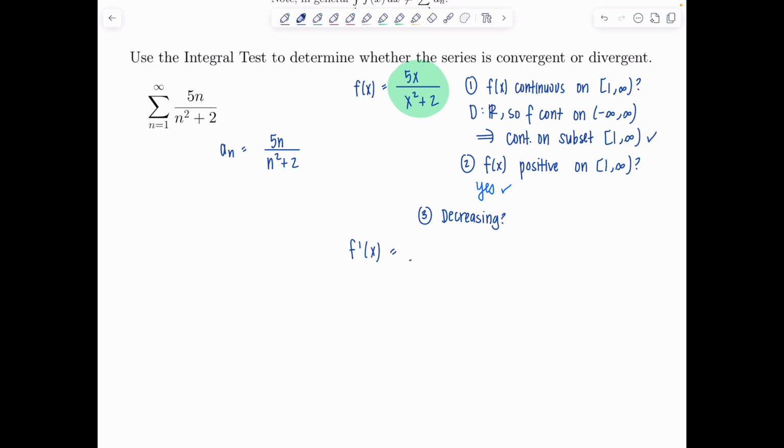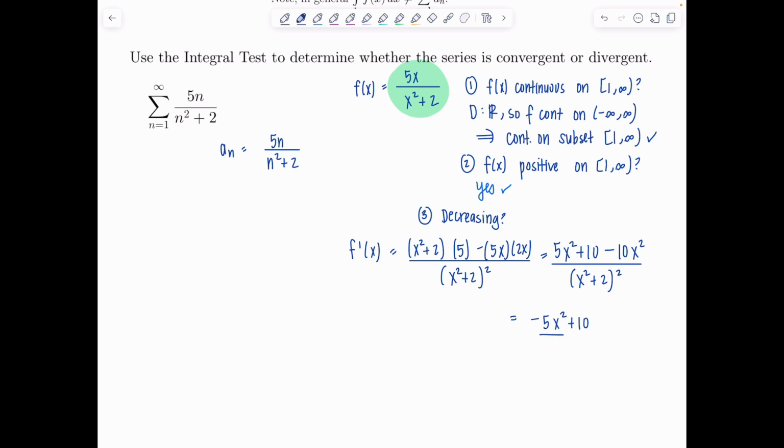F prime of x is going to be, we need to do the quotient rule. So we have low d high minus high d low over low low. And then simplifying, this is going to be 5x squared plus 10 minus 10x squared over x squared plus 2 quantity squared. So this gives us negative 5x squared plus 10 over x squared plus 2 squared.